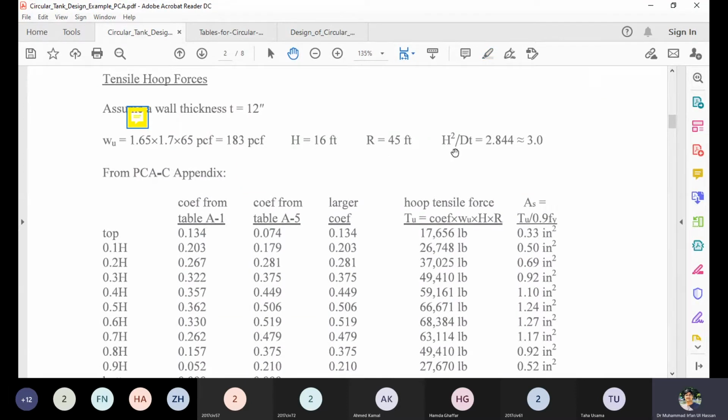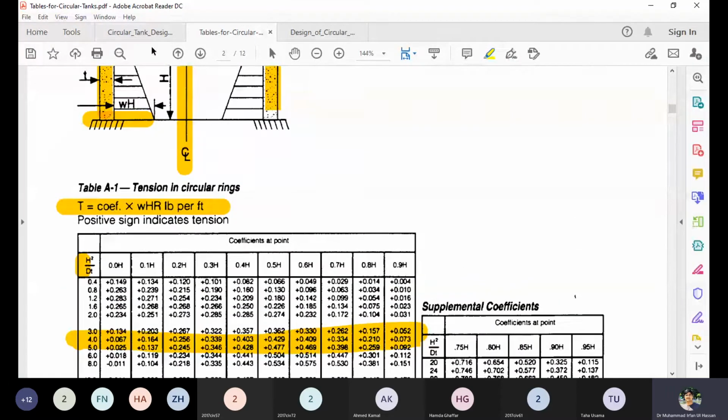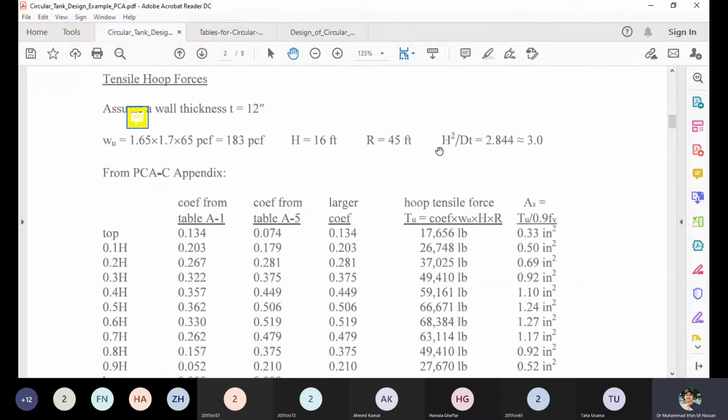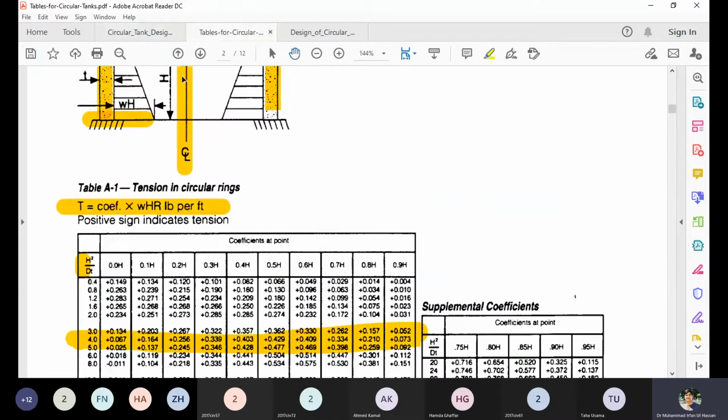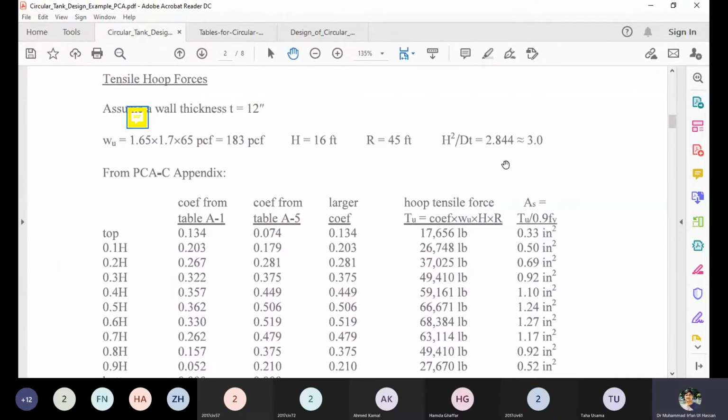You can compute the H squared over Dt, because these are the requirements for looking up the tables for the coefficients. So compute the value of H squared over Dt. That comes out to be 2.844, but as the coefficients are very close, you can round it up. The value available in the tables is for 3, not for 2.8. The values are for 2 and then 3. So you can make it like 3.